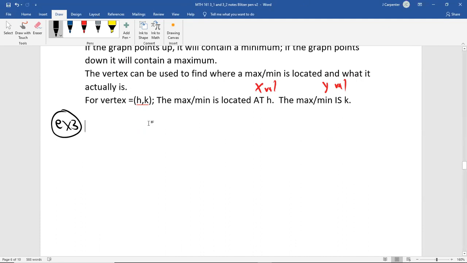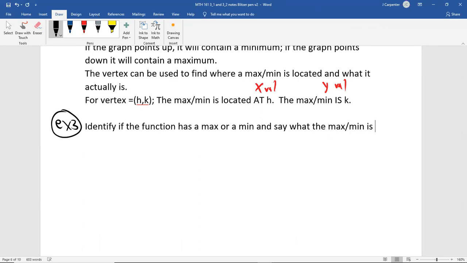Example three, I'm going to type this up. Identify if the function has a max or a min, and say what the max or min is and where it's located. And this is just going to be one problem: f of x equals 2x squared minus 16x plus 30.